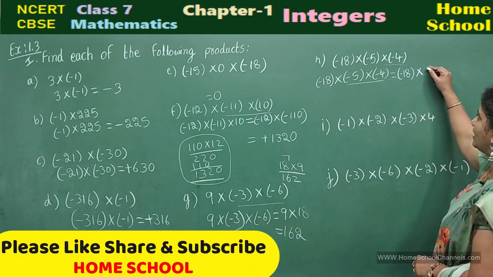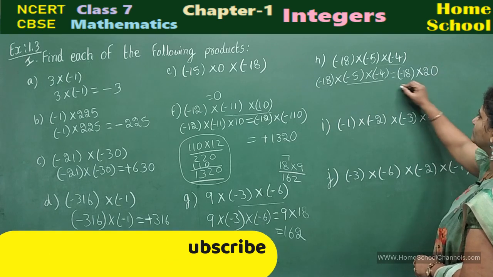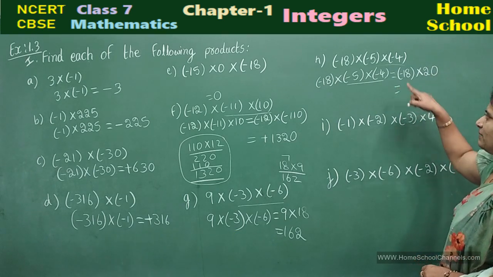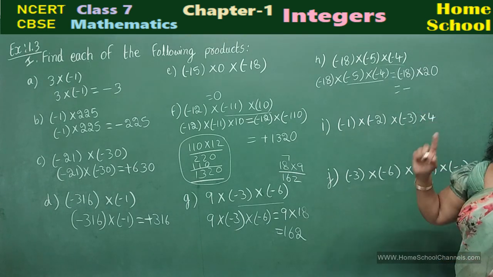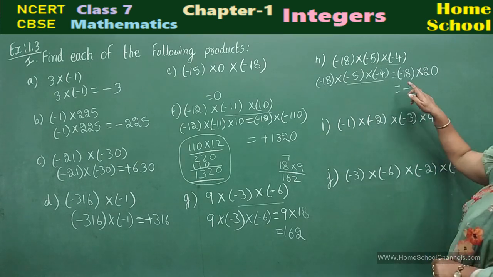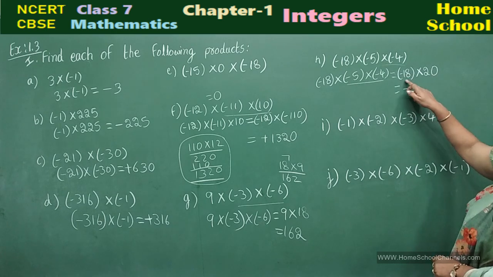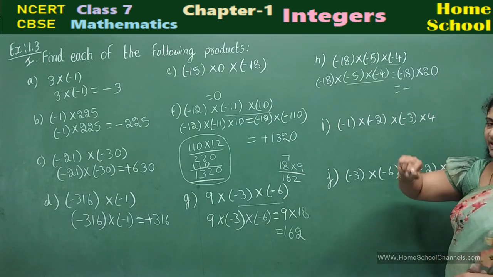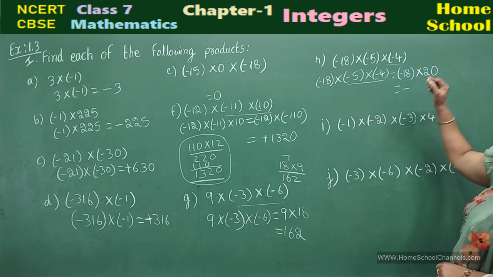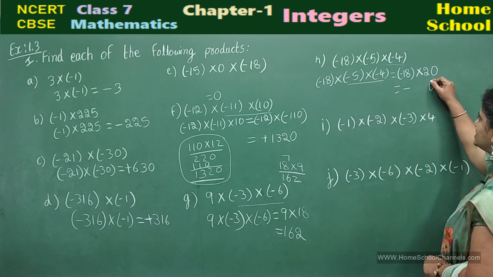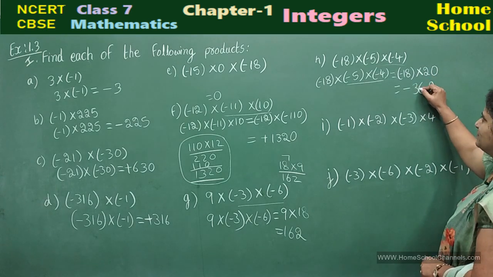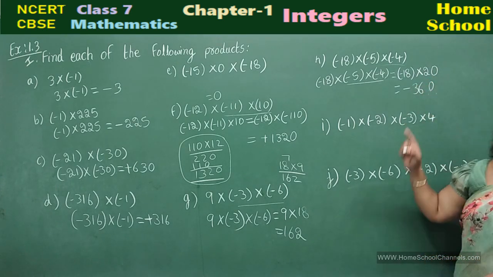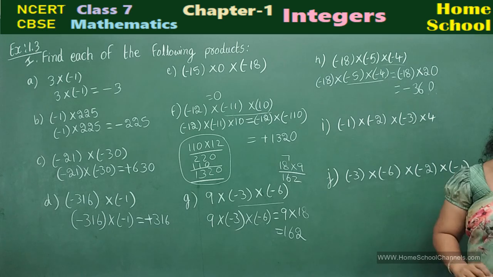5 4s are 20. Now these two multiply. Minus into plus is minus. 18 20s. When you need to multiply like this, 18 20s, any number with the 10 multiples, if you have the 0, as it is you can take. 18 twos are 36. And your answer is minus 360.